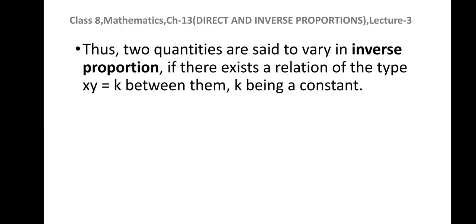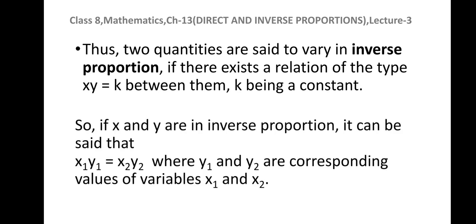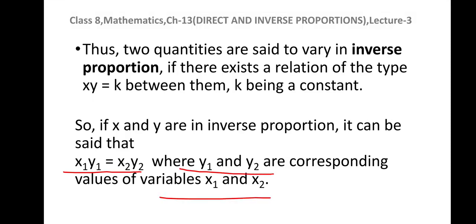Thus, two quantities are said to vary in inverse proportion if there exists a relationship of the type xy is equal to k between them, k being a constant. So, if x and y are in inverse proportion, it can be said that x1 y1 is equal to x2 y2, where y1 and y2 are the corresponding values of the variables x1 and x2.